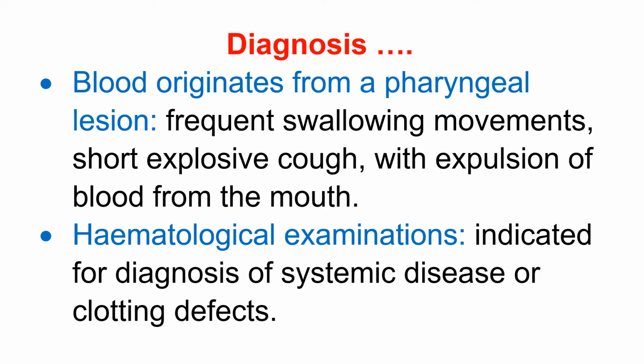If the origin of blood is from a pharyngeal lesion or the pharynx, then the animal exhibits frequent swallowing movements because the animal swallows the blood. At the same time, there is a short explosive cough, a sudden violent cough, with expulsion of blood from the mouth. This suggests a pharyngeal hemorrhage.